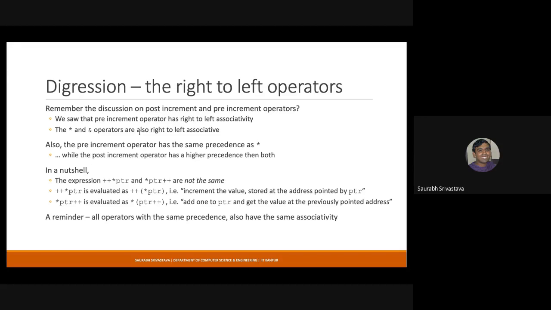So for most precedence classes, this associativity is left to right. For some precedence classes, there is an exception: the associativity is right to left. So if you have two operators with right to left associativity within the same expression, the right one is evaluated first as compared to the left one.